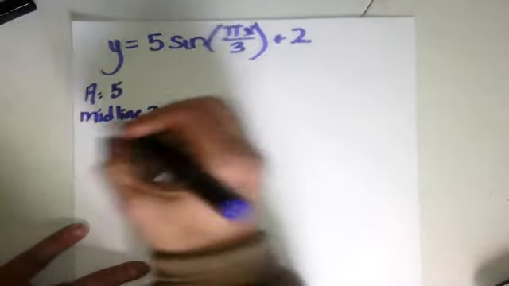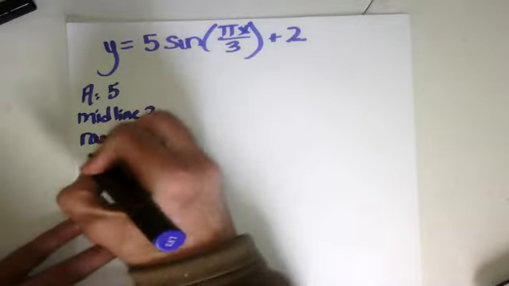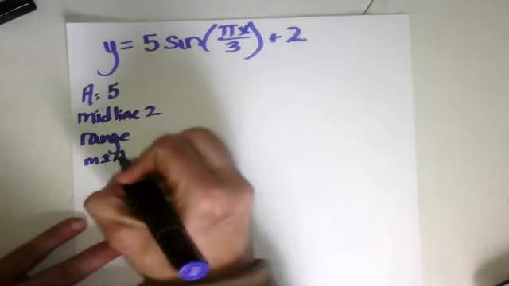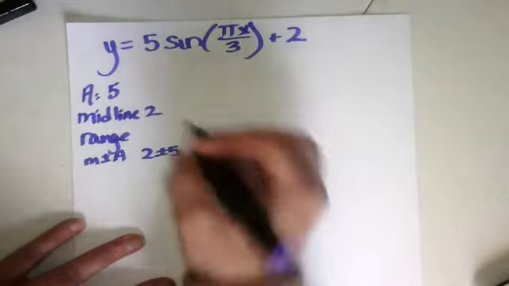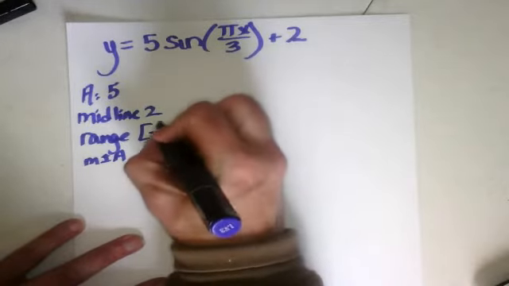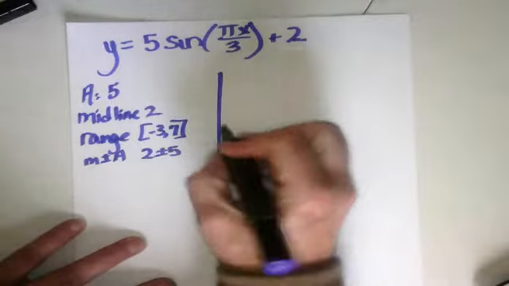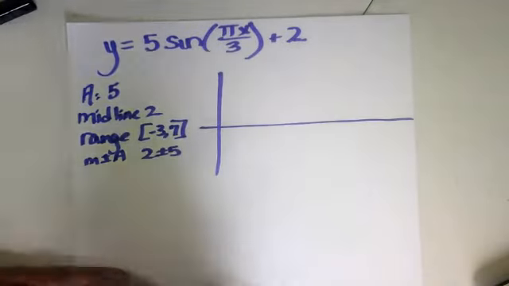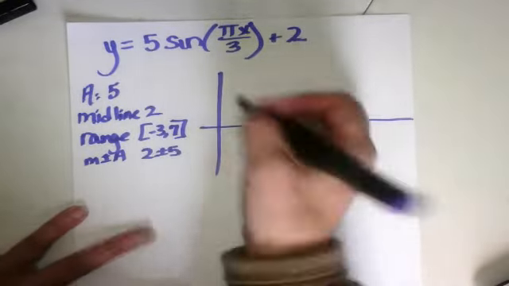And then the range is always the midline plus or minus whatever your A value is. So in that case, it's 2 plus or minus 5. If I subtract that, I get negative 3. And if I add it, I get 7. So when you graph it, that's what tells you what your scale needs to go to. So if I have to go from negative 3 to 7, midline's at 2.